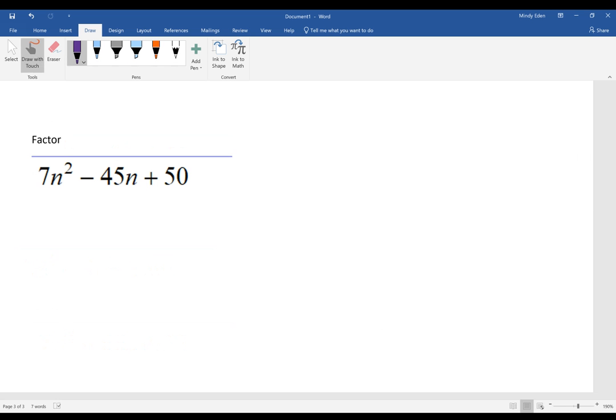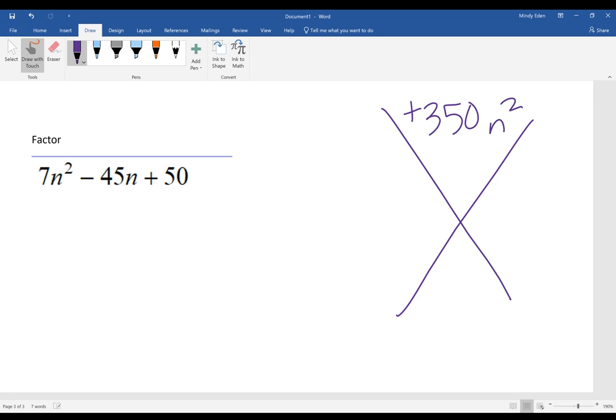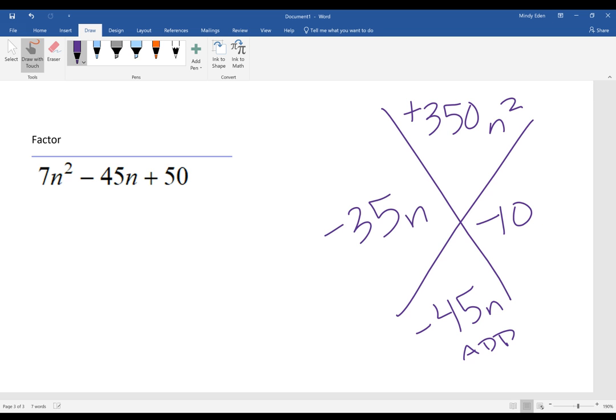I noticed that we need to do the AC method. So A times C is a positive 350n squared, which is a large number, but the factors are usually pretty obvious. So I need to add them together to get negative 45n. So I see 35 times 10. So if I have negative 35 and negative 10, when I add that together, that gives me negative 45.